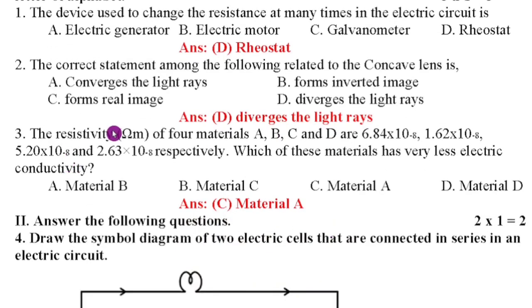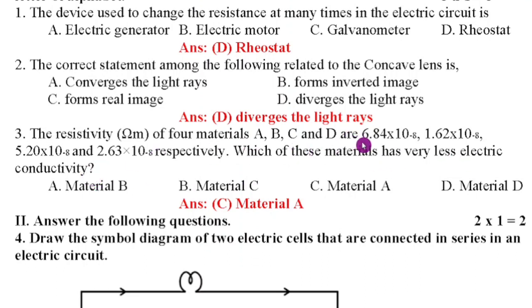Third question: the resistivity in ohm meter of 4 materials A, B, C and D are 6.84 into 10 to the power of minus 8, 1.62 into 10 to the power of minus 8, 5.20 into 10 to the power of minus 8 and 2.63 into 10 to the power of minus 8 respectively. Which of these materials has very less electric conductivity?